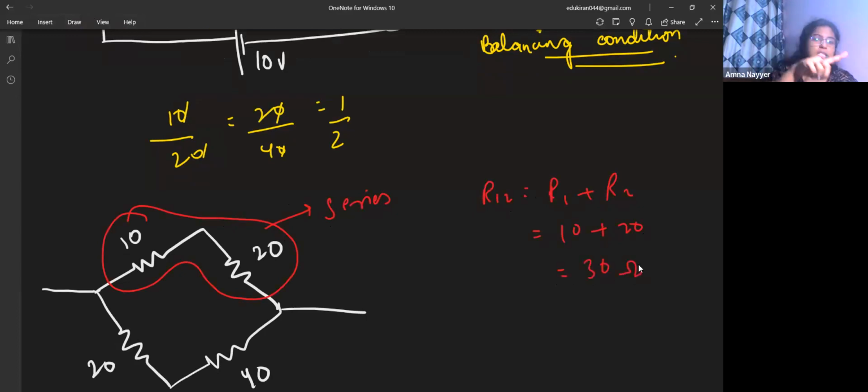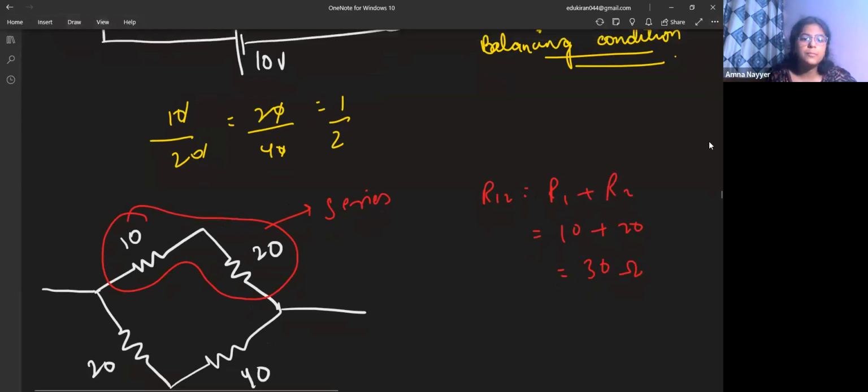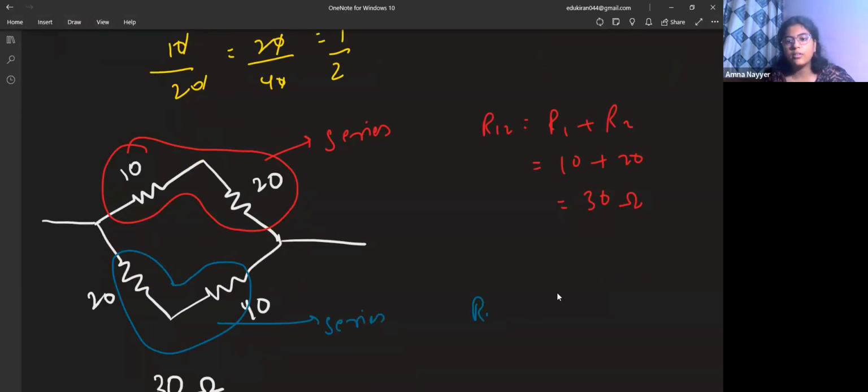This upper branch has 30 ohms. Coming to the downward branch, see, look at them. They are also connected in series. So R34 will be R3 plus R4, which is 20 plus 40, which is equal to 60. So upper branch has 30 ohm, lower branch has 60 ohm.